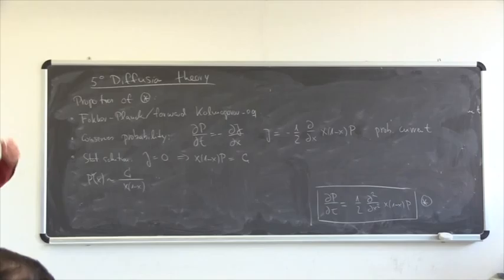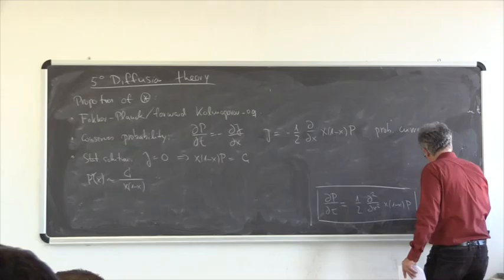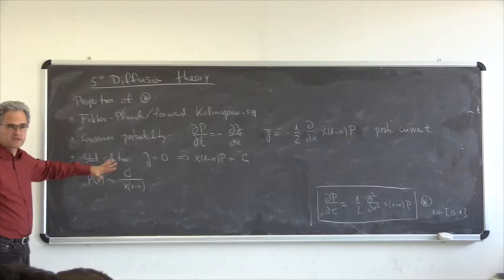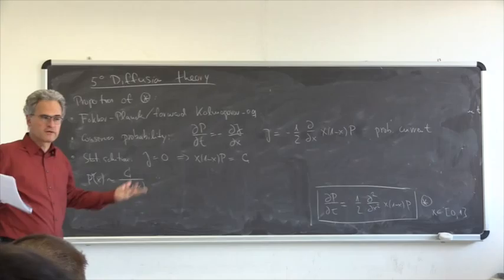And this is defined on the interval 0, 1, right? So x lives on the interval 0, 1. And you see that this diverges at the boundaries of that interval, and it's not normalizable. So that tells you that this equation doesn't have a stationary solution that is somehow regular. So this is not normalizable.